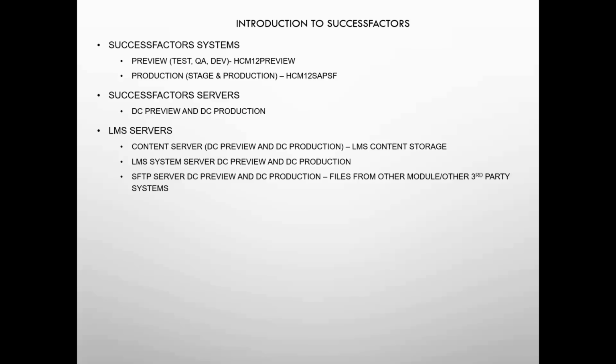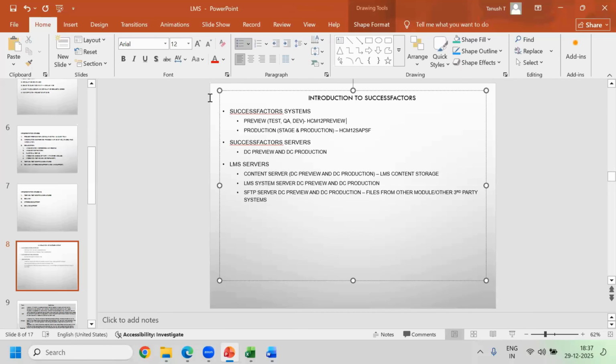Now you can see my screen. SuccessFactors has servers. One server will be the preview system, the test system, and another server will be the production system. The preview system is where you can test and configure new things. The production system is the live system or a duplicate of the production system. For each system, you will have one BizX front-end URL and one provisioning URL.